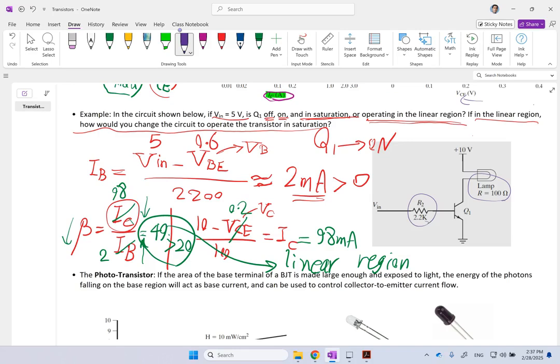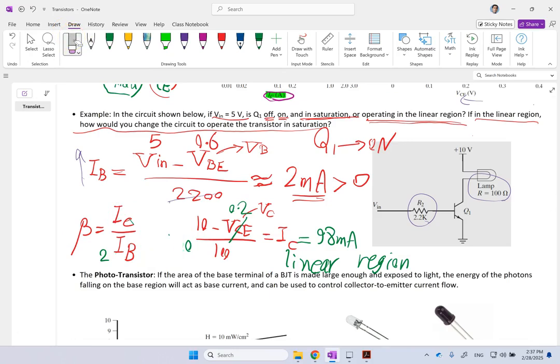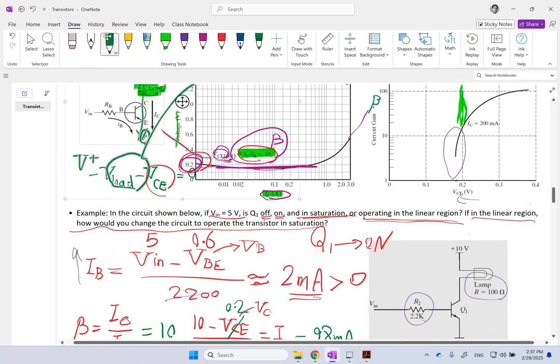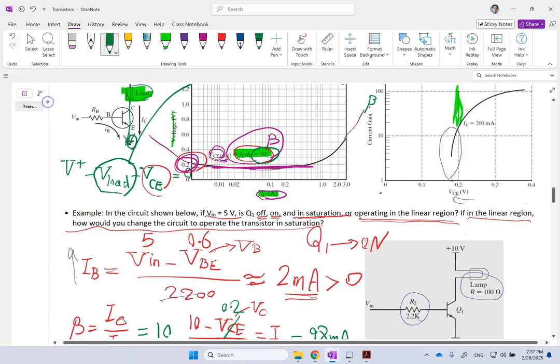So if I make R2 a little bit smaller, then IB is going to go bigger, and bigger IB means a smaller beta. How much? So here, let's say the ratio that you want is, for instance, something like 10, right? So let's say that the beta that I need to have is about 10. If I go back here, the beta that I need is about 10, because I want that assumption of 0.2 that I used to be valid. So I am going to use this ratio of 10 here.